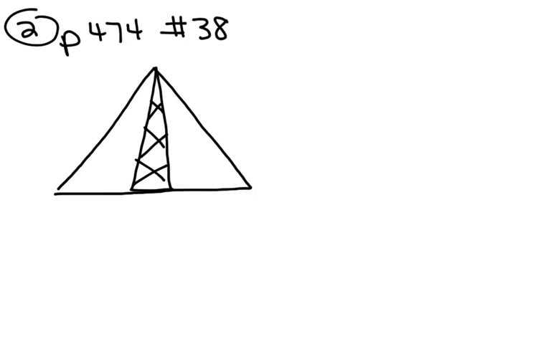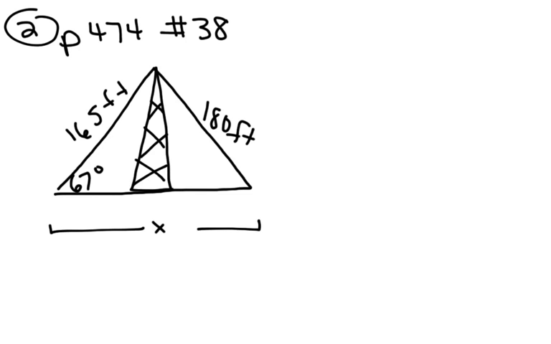Problem 2 is located on page 474, number 38. A shortwave radio antenna is supported by 2 guy wires, 165 feet and 180 feet. Each wire is attached to the top of the antenna and anchored to the ground at 2 anchor points on opposite sides of the antenna. The shorter wire makes an angle of 67 degrees with the ground. How far apart are the anchor points?